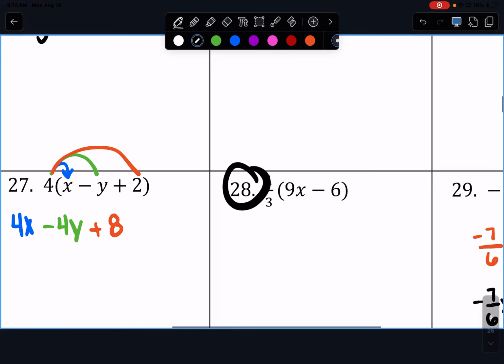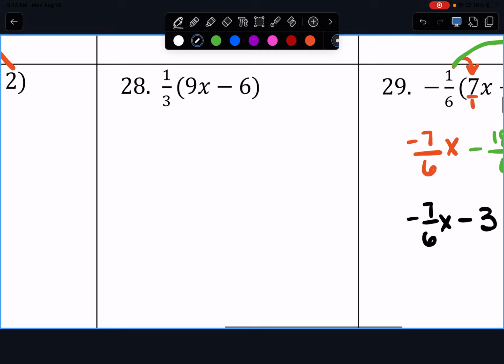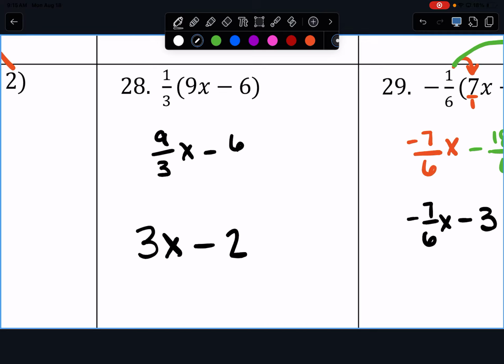All right, then for 28, what did y'all get? So to go from 1/3 times 9x minus 6 to 3x minus 2, the in-between step of that would be 9 over 3x and minus 6 over 3, which simplifies to 3x minus 2.